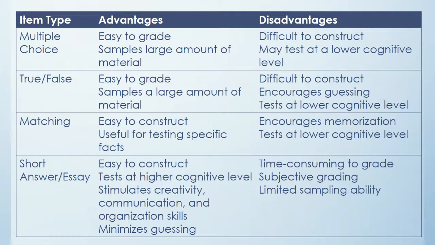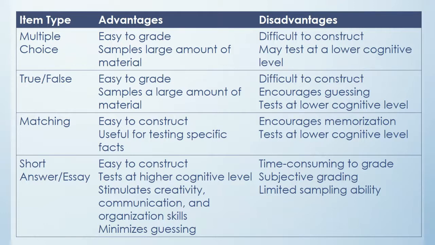All right, so this is a table showing the advantages and disadvantages of the different item types. So multiple choice is easy to grade, and you can sample a large amount of material. They're difficult to construct though, and they may test at a lower cognitive level. It's much more effort to make a multiple choice question that will test at a higher cognitive level. True/false is very easy to grade, and you can sample a large amount of data. I don't necessarily agree that they're difficult to construct. They're difficult to construct in a way where it doesn't give away the answer, I'll say. The problem is, since there's only two answers, it does encourage guessing, because you have a 50% chance of getting it right. And they usually test at a lower cognitive level.